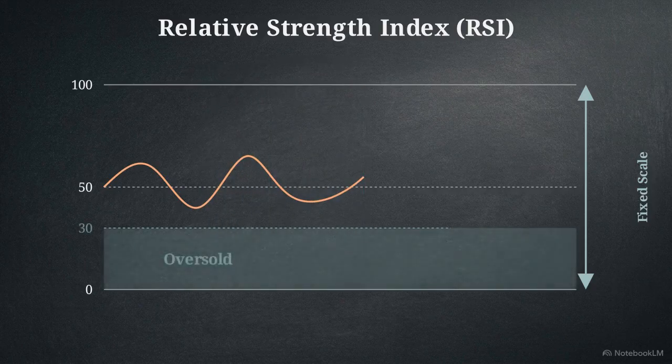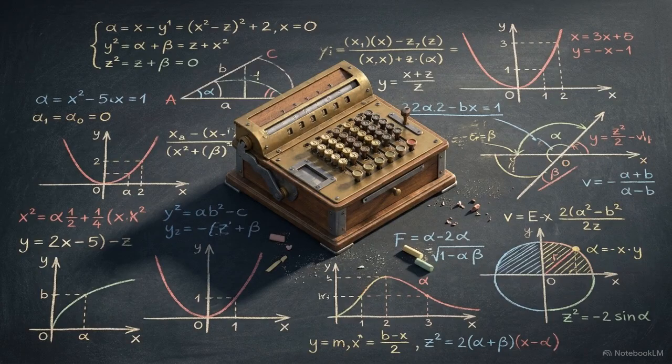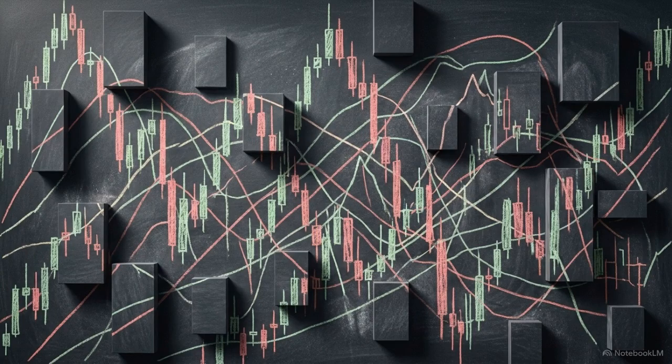The traditional rulebook says that a reading below 30 means an asset is oversold, and a reading above 70 means it is overbought. The implication is that the market is stretched too far and a reversal is imminent. The math behind Wilder's invention is sound, but applying those rigid historical boundaries to modern aggressive trends is exactly where traders get caught off guard.